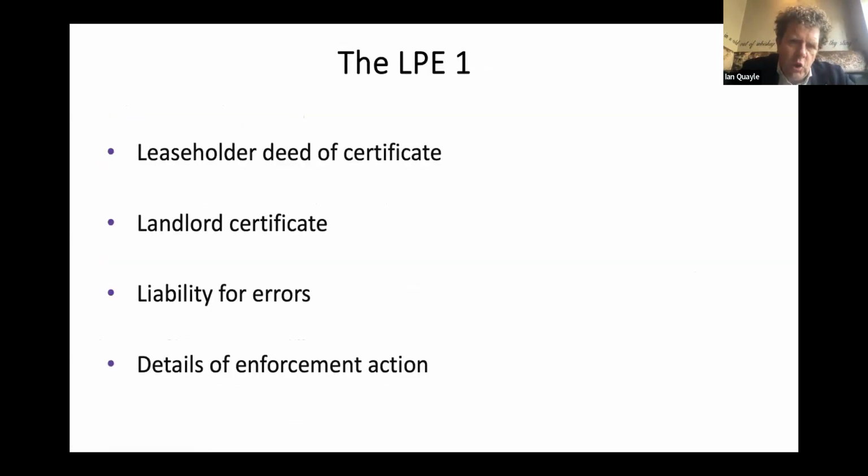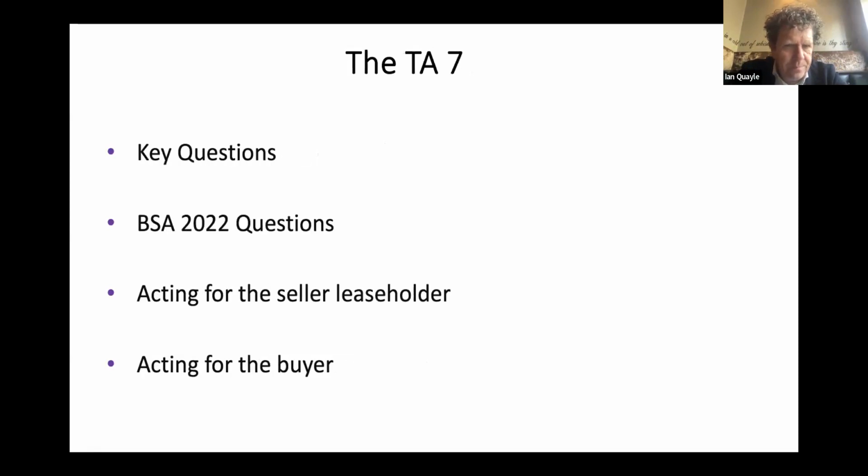The LPE1 should have along with it a leaseholder deed of certificate and a landlord certificate. The landlord certificate is what I'm really interested in, to see what the landlord is doing or has done with regard to repair, and what sort of repairs they are, to determine whether or not Schedule 8 of the Act will afford protection for my leaseholder. It will also contain details of enforcement action the landlord is taking against third parties, or any action that is being taken against it. As I've mentioned already, the LPE1 may contain some form of disclaimer.